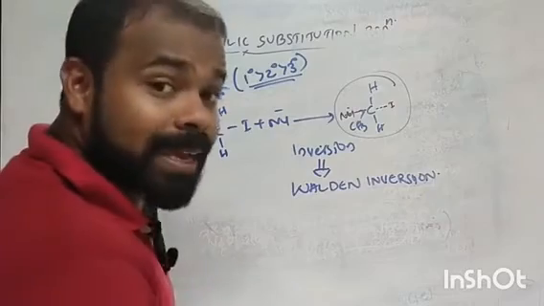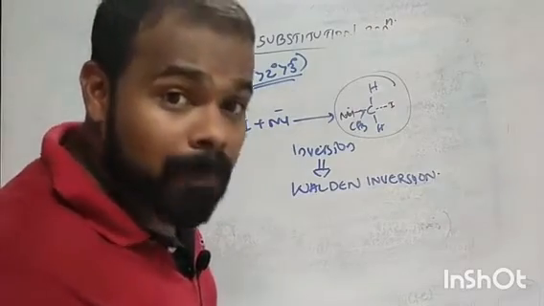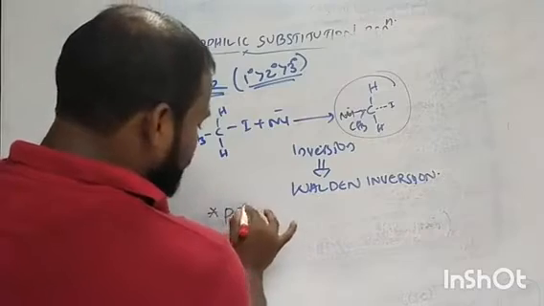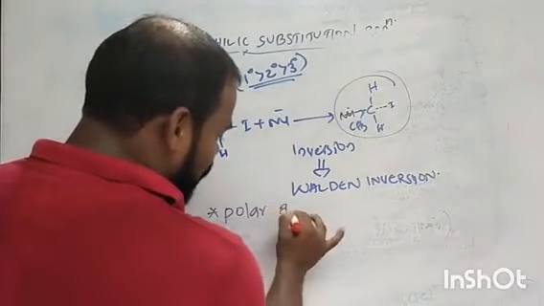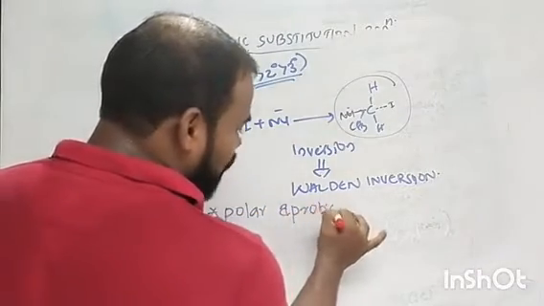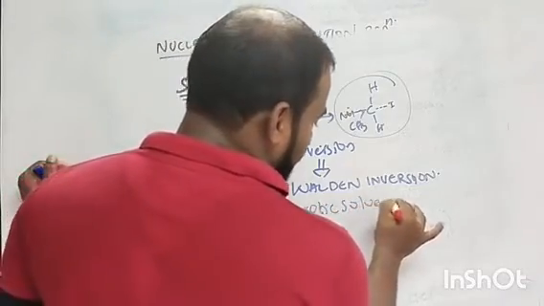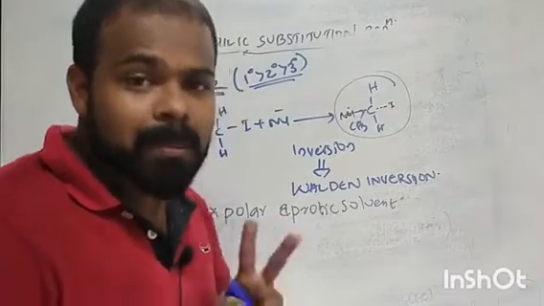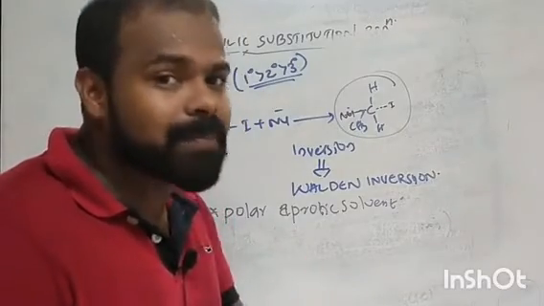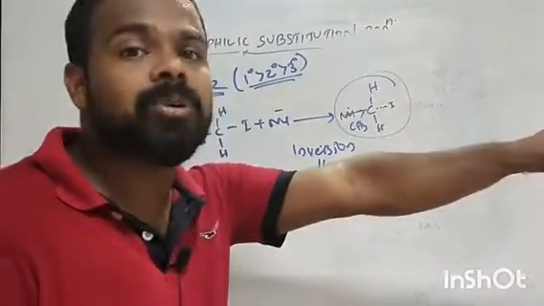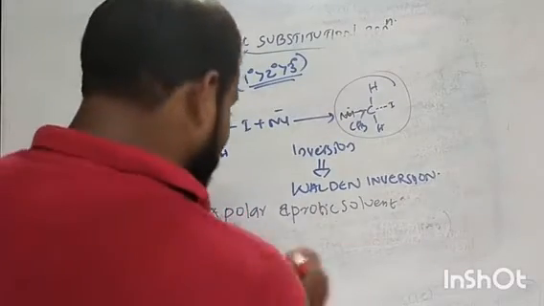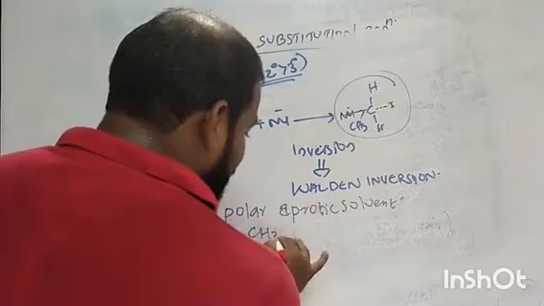In the SN1 mechanism we choose a polar protic solvent. But here we take a polar but aprotic solvent. Aprotic solvent means it is polar, with partial negative and positive charges, but it is not ready to donate H plus ions. What is the example there? We have a number of examples.